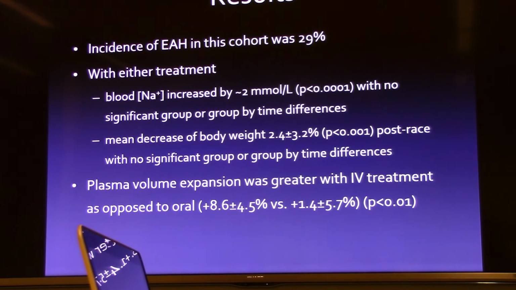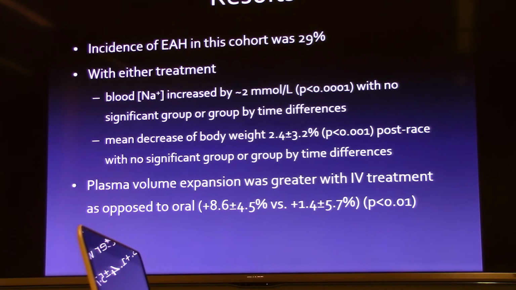So the incidence of EAH in this cohort was 29%, which was fairly close to what the authors predicted, about 30%. With either IV or oral treatment, the blood sodium concentration increased by about 2 millimoles, with no significant group or group by time differences. They also detected a mean decrease of body weight of about 2.4% post-race, again with no significant group or group by time differences.